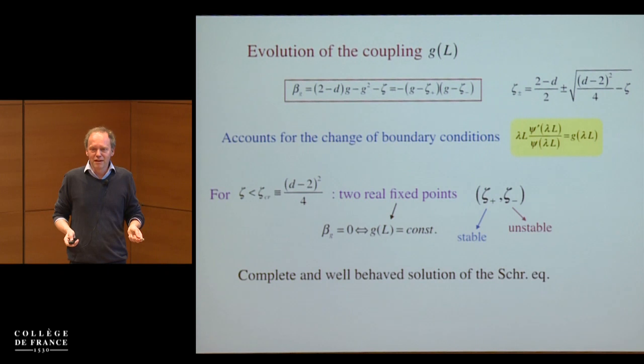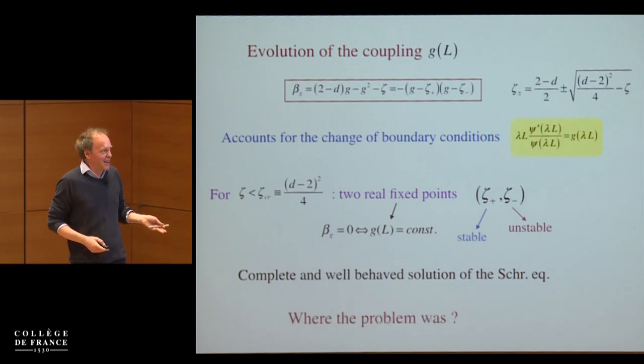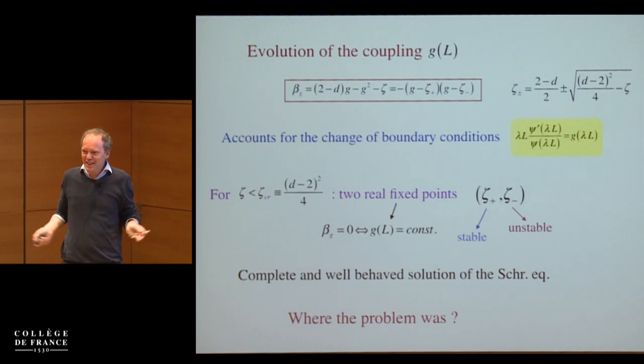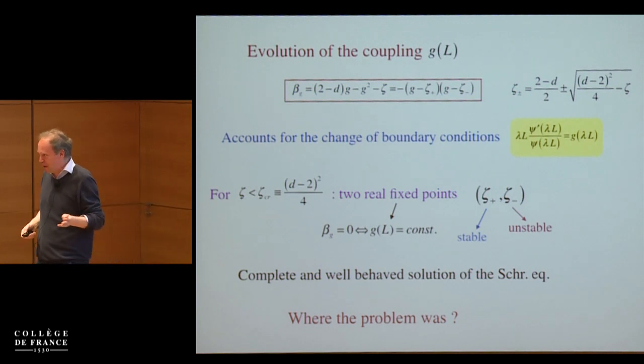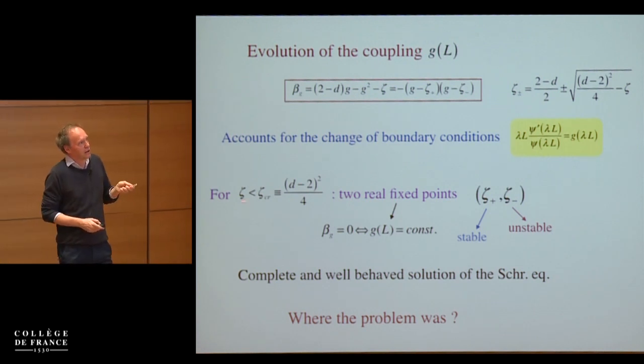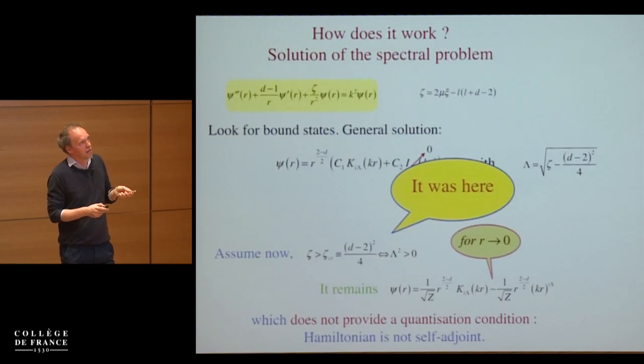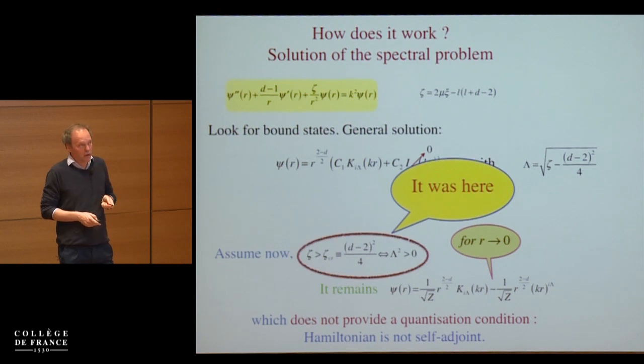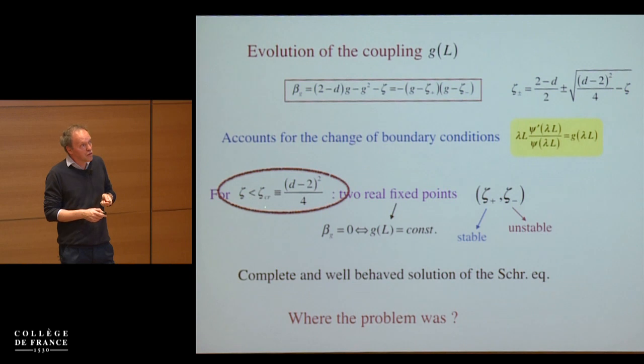And then everybody looks at me and says, but there was a problem at the beginning. What was the problem? We are in all those solutions, but we don't remember what the problem was. The problem was, when we looked at this spectral problem, that we assumed that this was larger than this, which means that this lambda squared was positive. So here it was, in this condition. Okay? Whereas in what I said now, zeta is smaller than this critical value. So if it is smaller, then I have no problem. But if it is larger, then I have a problem.